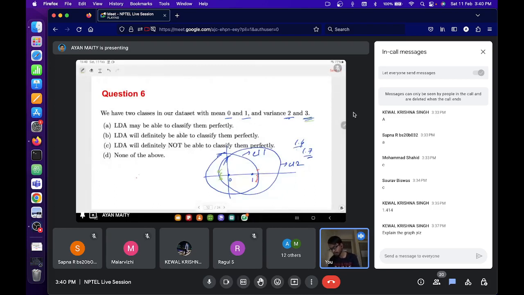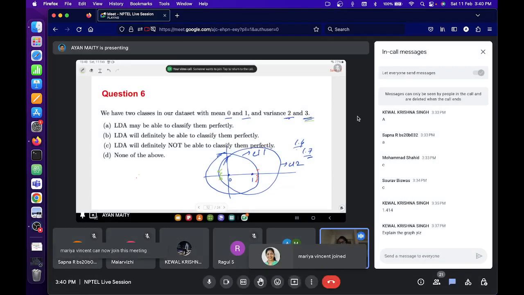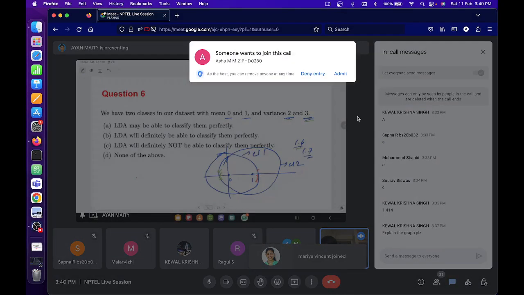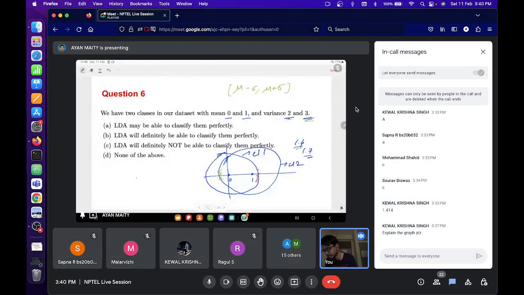Sir, how can we depict with the variance that the class data points are outside or inside the class? The variance is given as 2, so that means standard deviation is 1.4, and we know that the number of points that lie between mu minus sigma and mu plus sigma, in this range, 68% of the points lie between these two limits for any normal distribution.